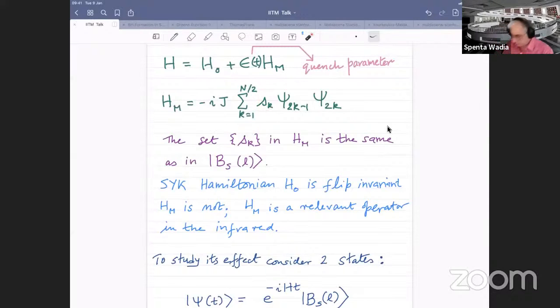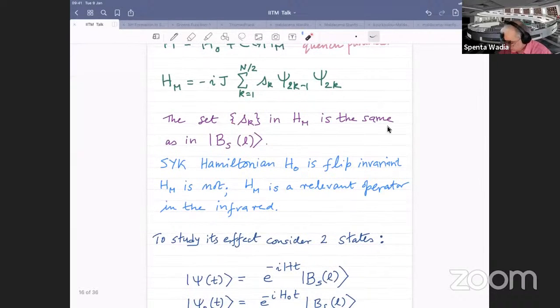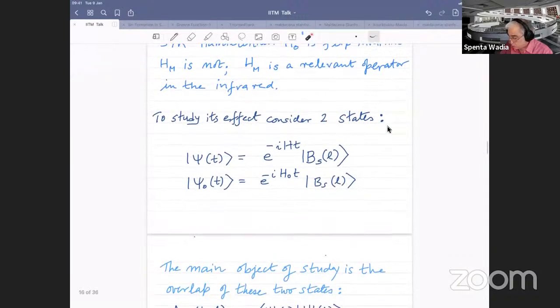Now, the important point here, which was made by Kyriakos Papadodimas and Suvrat Raju, is that we are looking at an operator over here which is state dependent. So these numbers Sk are the same as the numbers Sk that specify this state. I just wanted to make this comment that the SYK Hamiltonian is obviously flip invariant, but this object is not. Okay. So now we want to compute things.